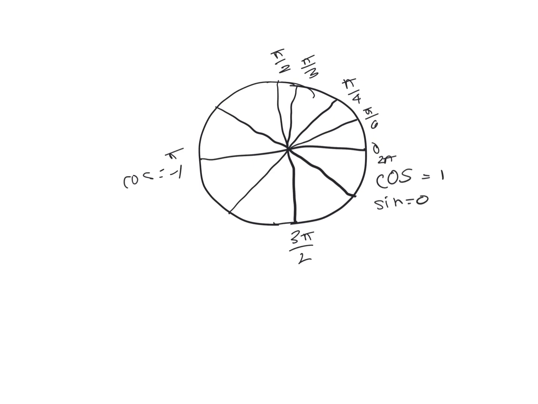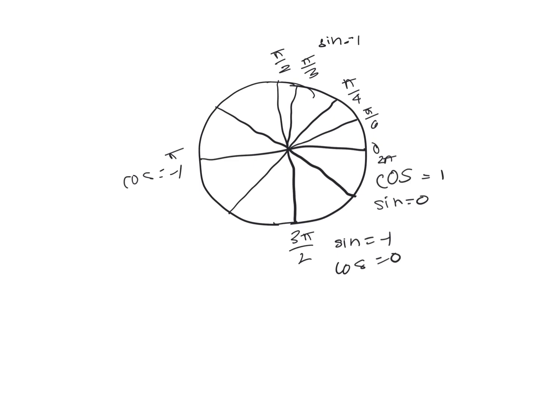And then the same is true for pi over 2 and 3 pi over 2. So sine is going to equal -1 at 3 pi over 2, and then 1 at pi over 2, and cosine is 0 at all these values. So as you do that more, you'll remember that easier.